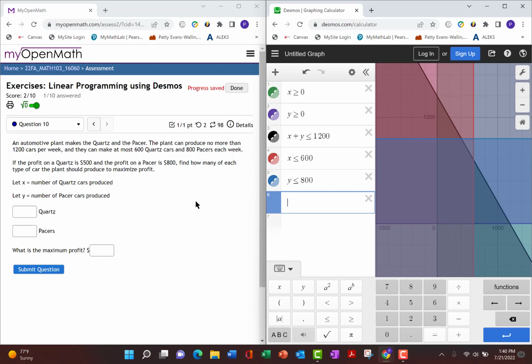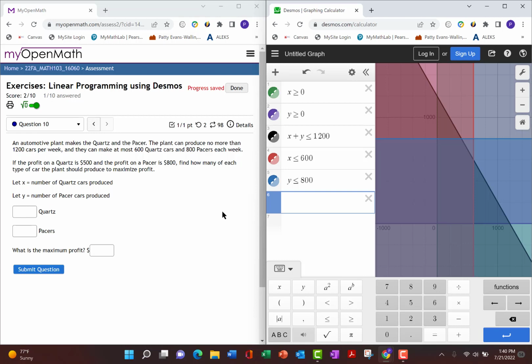Now that we have all our constraints listed, it makes a feasible region for us with 5 corner points. We now search for the objective function, the thing we're trying to maximize, and we'll plug the corner points into it to see where the maximum occurs. So let's read on. If the profit on a quartz is $500 and the profit on a pacer is $800, find how many of each type of car the plant should produce to maximize profit.